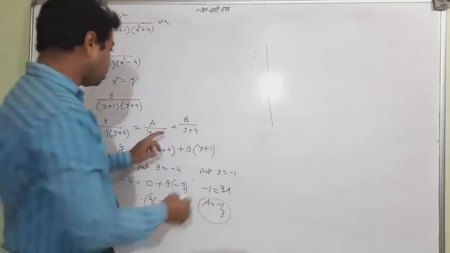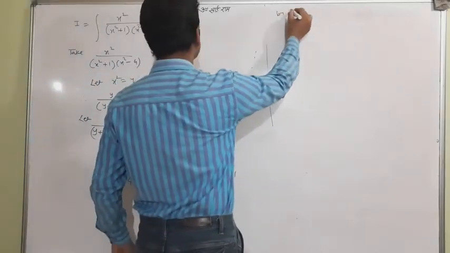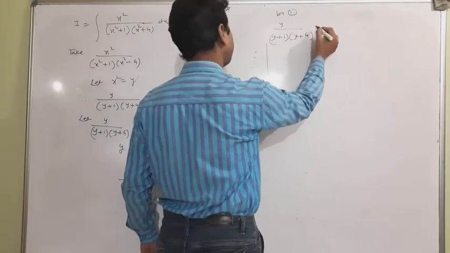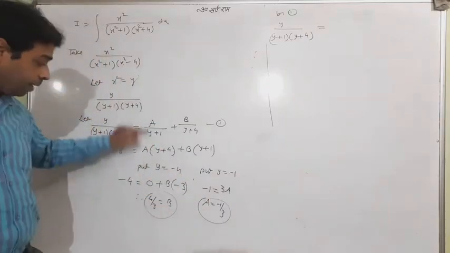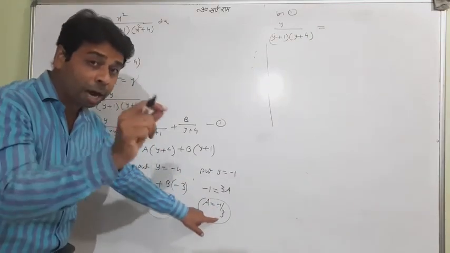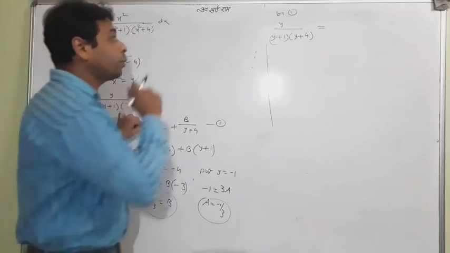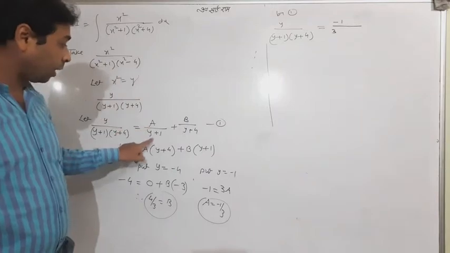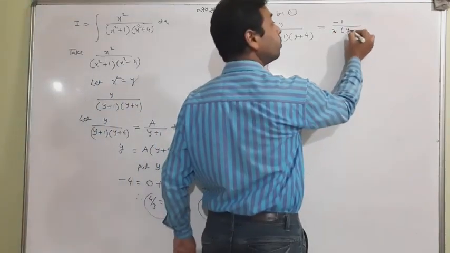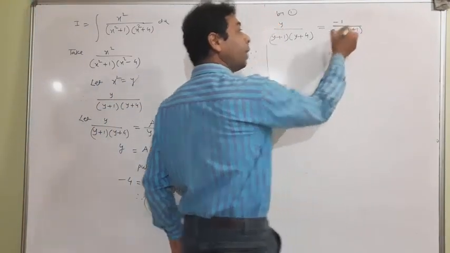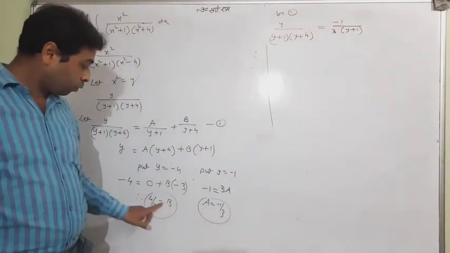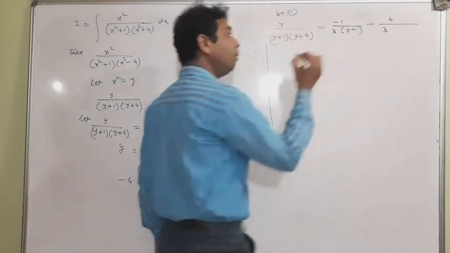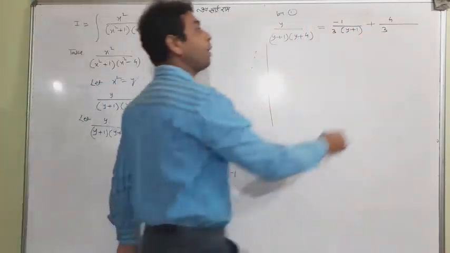Now you got a and b, so put them in. The question has changed: y upon y plus 1, y plus 4 equal to a upon y plus 1 plus b upon y plus 4. So what is a? 4 by 3. What is b? Minus 1 by 3. Look at how we can put the values: write the first as 4 upon 3 with y plus 1 here, and learn that, it is very important to write. Then minus 1 upon 3, and with this write y plus 4.